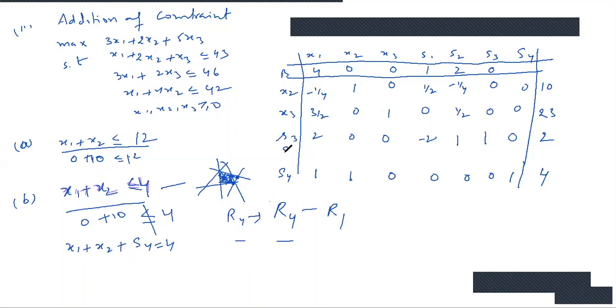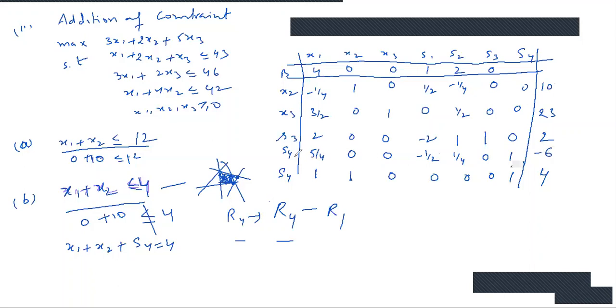So I can see my S4 will become what? Row 4 minus row 1, that is 1 minus 1 by 4, which is 5 by 4. This is 0, 0. So 0 minus 1 by 2 is minus 1 by 2. 0 minus 1 by 4 is plus 1 by 4. This is 0. This is 1. And this is what? 4 minus 10 is minus 6.